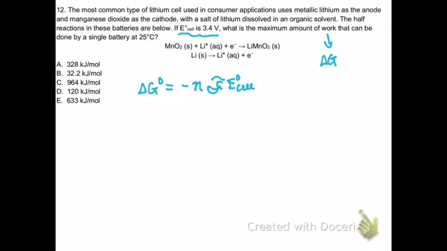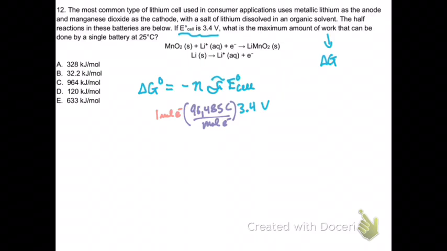Okay, so we're actually given the E standard of the cell. That's 3.4 volts. Cool. Faraday's constant, well, that's a constant. That's going to be 96,485 coulombs per mole of electrons. Great. And then number of electrons transferred in this overall balanced reaction. They were nice enough to give us the reaction here. It's a 1 electron transfer. So that means it's just going to be 1 mole of electrons. Okay, so we are well on our way to solving this problem.